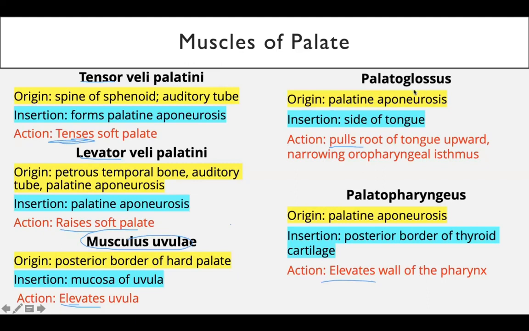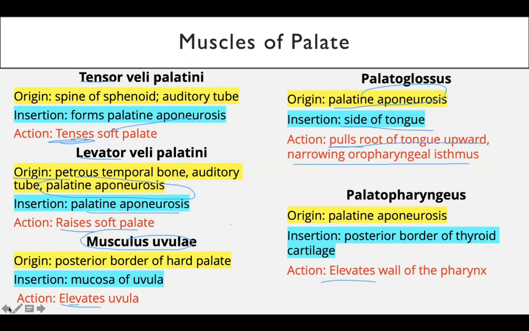Then there is palatoglossus. Origin is from the palatine aponeurosis. There was another muscle with the same origin, but levator was special because it took origin from the palatine aponeurosis and also inserted into it, and the tensor forms the palatine aponeurosis. The insertion of palatoglossus is the side of the tongue. And action, because everyone is elevating, tensing, raising, pulling: it pulls the root of the tongue upwards, narrowing the oropharyngeal isthmus.